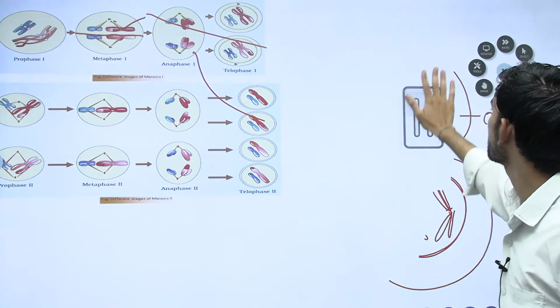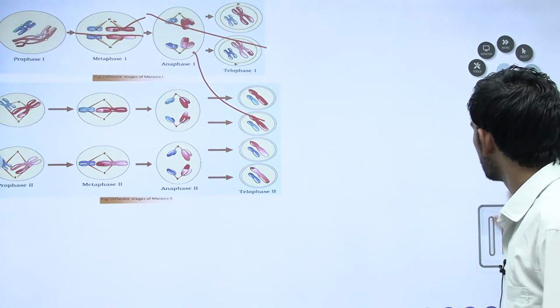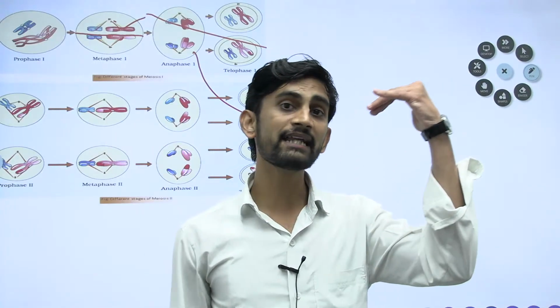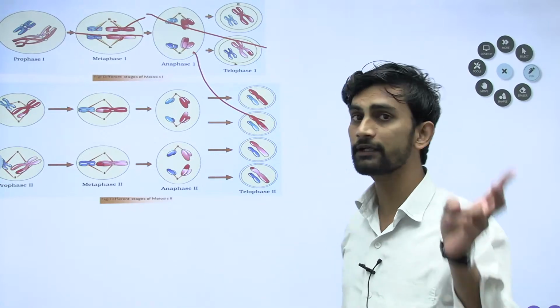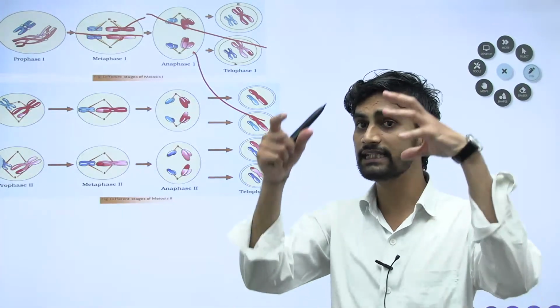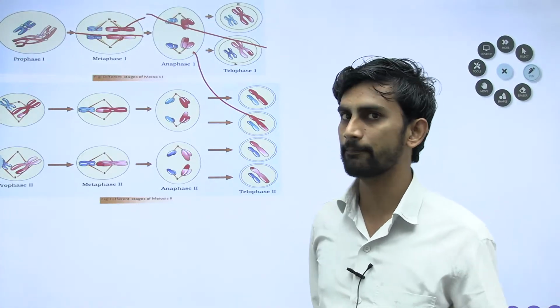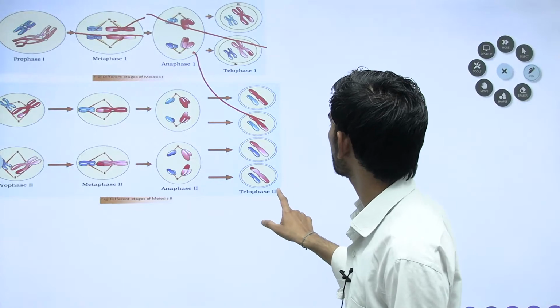Then we'll start with meiosis 2. Meiosis 2 is exactly the same as the mitotic cell division. In mitotic cell division, what happened? Two daughter cells are formed. These two daughter cells, once again, will start meiosis 2. What will happen? This is the diagram I am showing here.